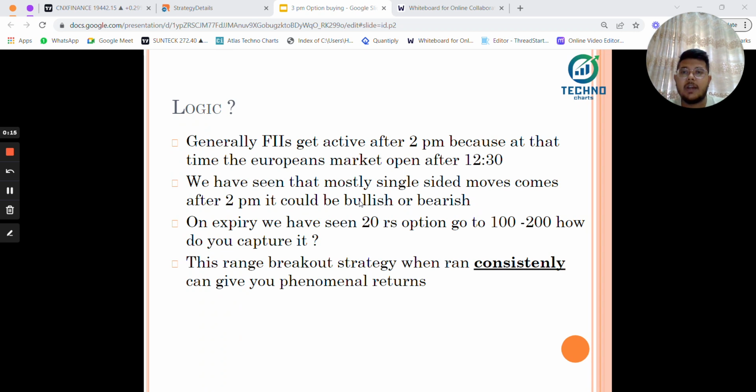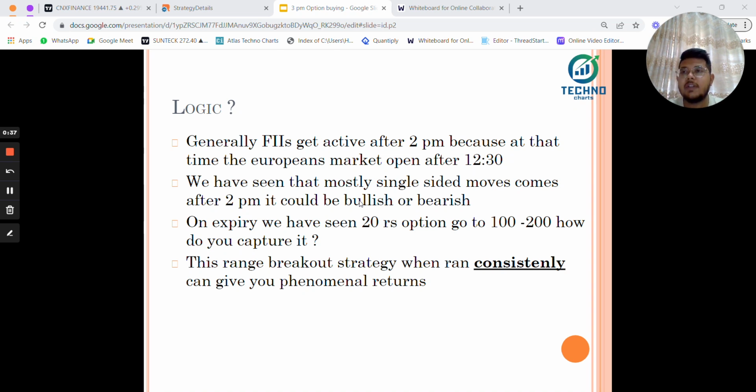What is the logic of this strategy? So generally FIIs get active after 2 p.m. because at that time the European market opens after 12:30, right? So we have seen that mostly a single sided directional move comes after 2 o'clock. It could be the 3 p.m. or 2:30, and we can capture the entire trend of the after 2 o'clock using this strategy here.